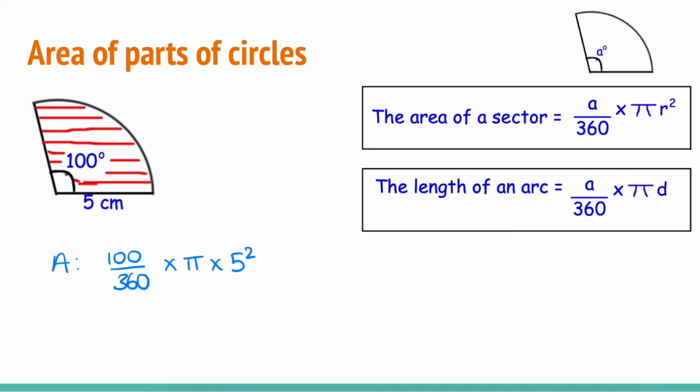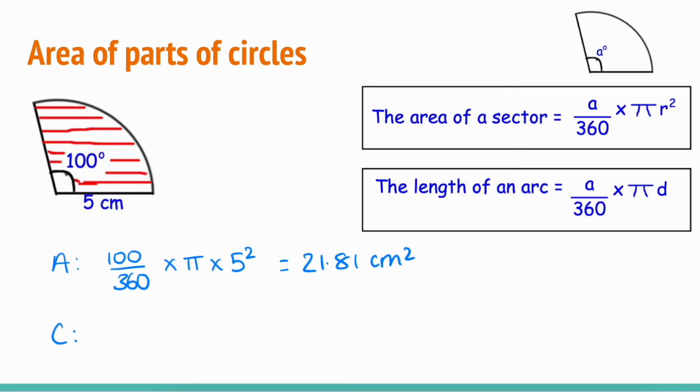So all I'm doing is just placing that same area formula with 100 divided by 360 as a fraction first, so that I'm looking at the proportion. So that then gives me an answer of 21.81 centimeters squared. So that would be the area.